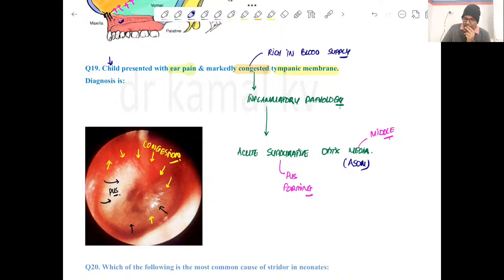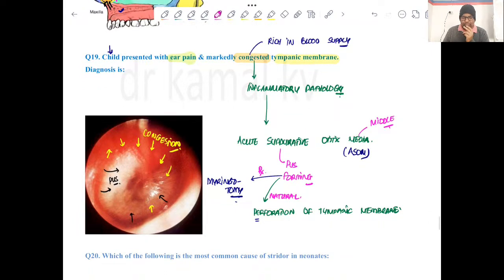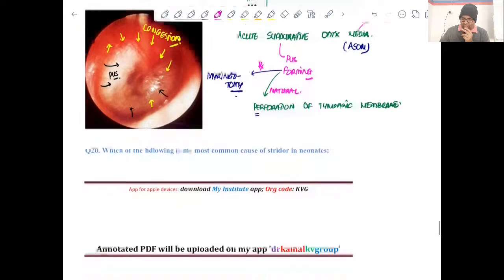Now see, there is already pus formed. So if you don't do anything, it will cause perforation of the tympanic membrane, and then it will come out. So as a doctor, what's our duty? Before there is perforation, we should do myringotomy. So let us make an opening in the tympanic membrane and let the pus come out. Otherwise, this is the natural course. So this is the treatment by a doctor. Okay, so give an incision, let the pus come out. Of course, we need to give IV antibiotics as well. So this is a classical ASOM.